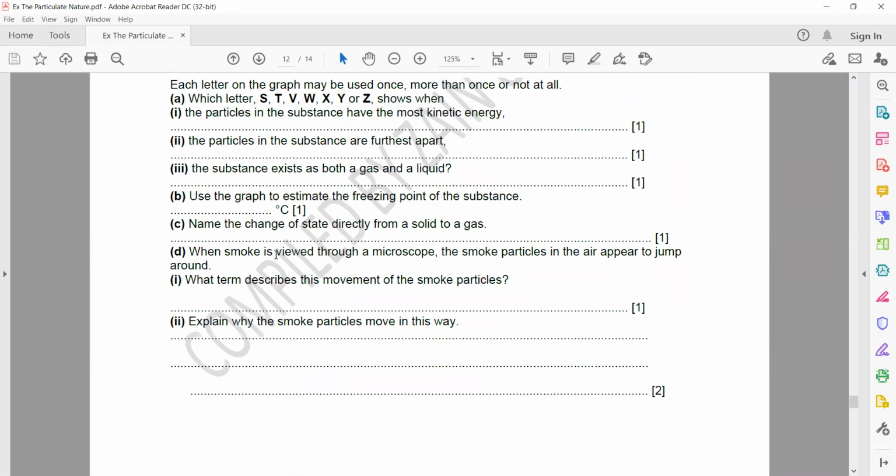What term describes what happened in part D? When smoke particles are viewed through a microscope, the smoke particles in air appear to jump around. What do we call this? We call it Brownian motion. And why do the smoke particles move in this way? What is the reason why the smoke particles undergo Brownian motion?